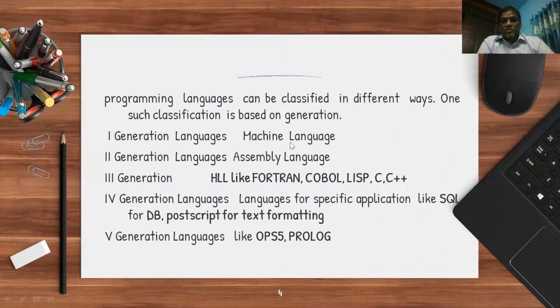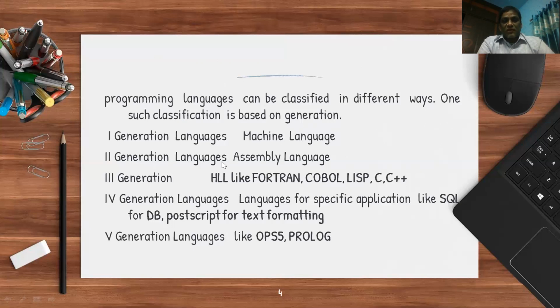So the first generation computers are very limited in computations because programmers are not able to write large programs using machine language. It is very difficult to identify the errors in machine language, and writing large programs is very difficult as the programmer needs to remember every command or every instruction in terms of zeros and ones only. That is the biggest difficulty faced by the programmers in first generation languages.